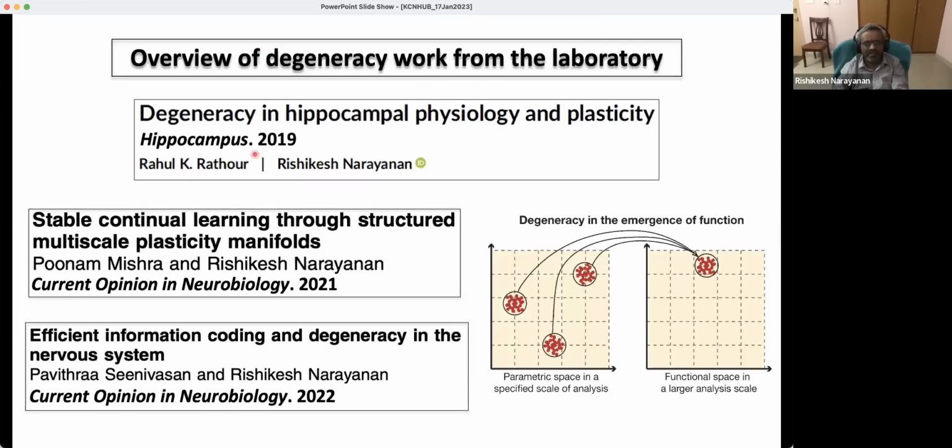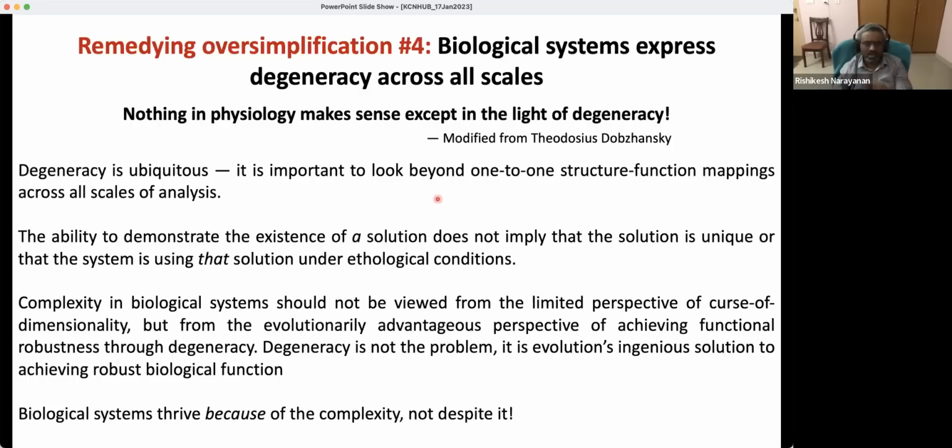So this is a review that we wrote in 2019, which gives you a broad idea of this work, and these two are more recent ones from different perspectives. This is from the learning perspective. This is from the efficient information coding perspective. They look at degeneracy in different aspects. So please take a look at it.